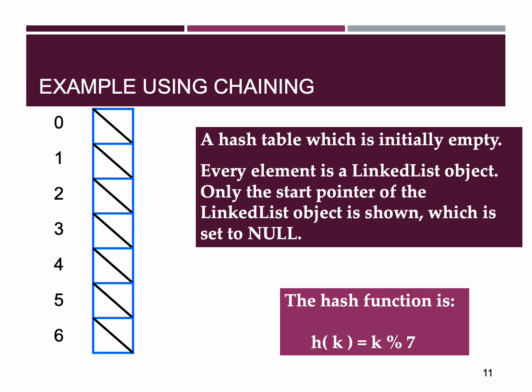Here we have a hash table that starts empty, with each index containing a pointer to a linked list. Initially, each pointer is set to null, indicating that there are no elements stored yet. Our hash function in this example is h(k) = k mod 7, which means that any key value will be mapped to an index by calculating the remainder when the key is divided by 7. This results in indexes from 0 to 6.